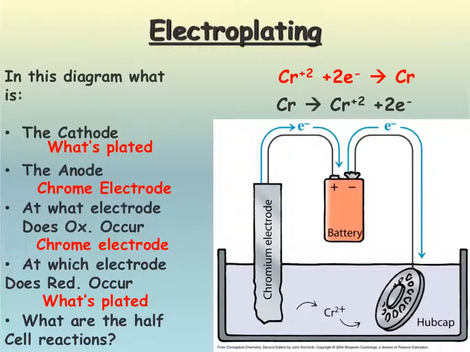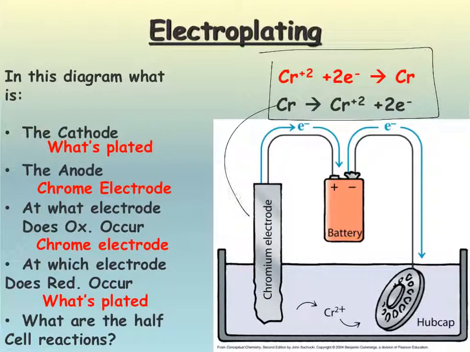In our hubcap example, our hubcap is definitely going to be the cathode. Our anode is going to be the chrome electrode. Our oxidation is occurring at our anode, and our reduction is occurring at our cathode, which is our hubcap. So our half reactions are up here. Hopefully you notice that they're basically just the opposites of one another. Here is the oxidation reaction, and here is the reduction reaction.